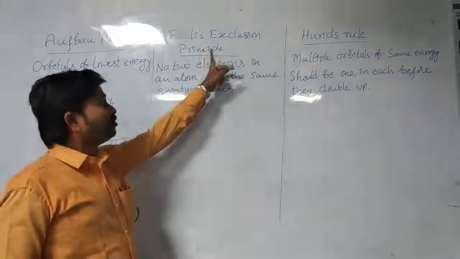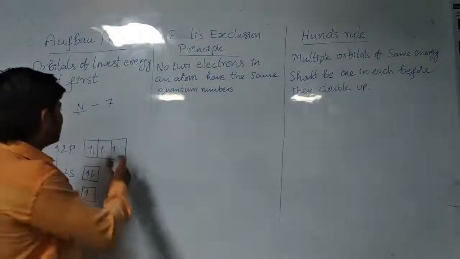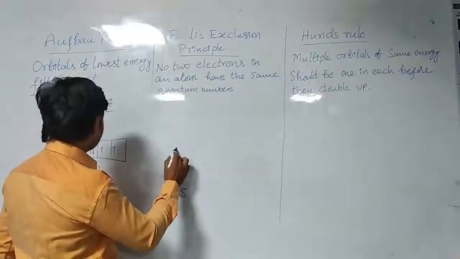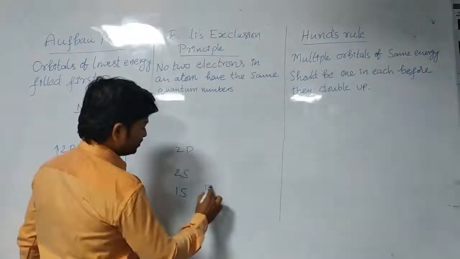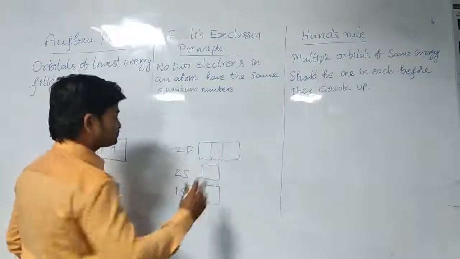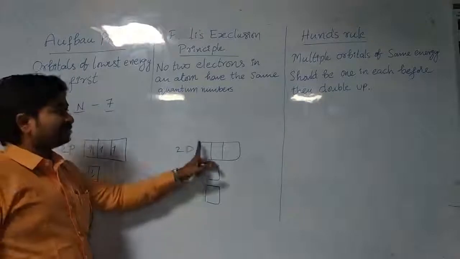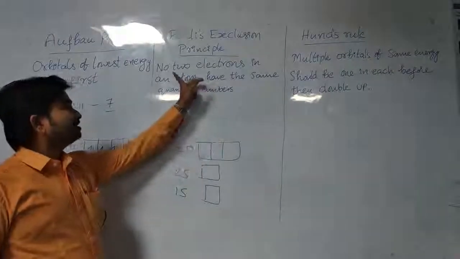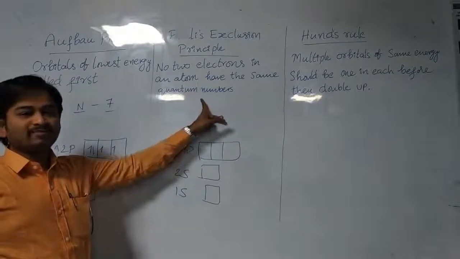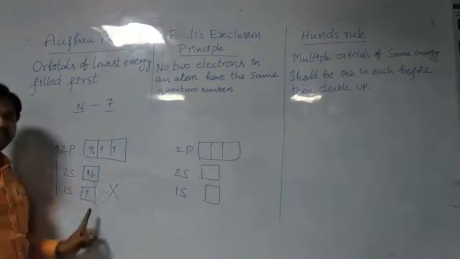Next one is Pauli's exclusion principle. Let us take the same example for this also: 1s, 2s, 2p. Here we need to fill a total of 7 electrons. What is the condition? No two electrons in an atom can have the same set of quantum numbers. What does that mean? One should be up and one should be down.